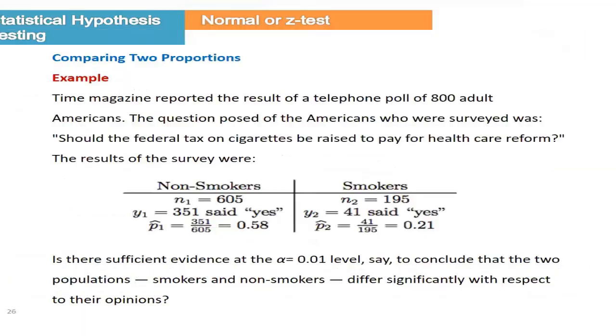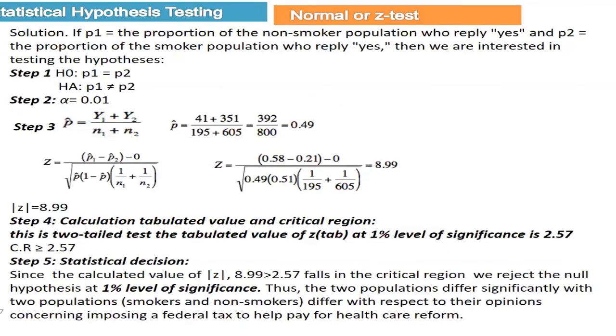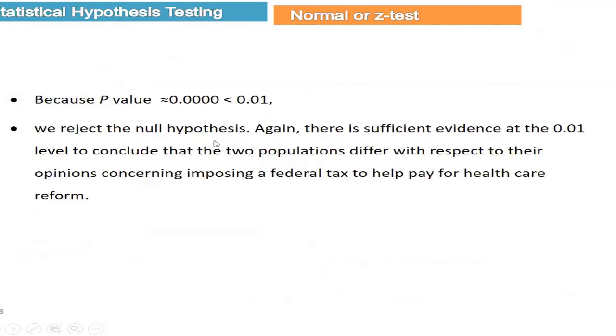So this is the p-value method. As I told you, you get the same result with both methods. In the conventional method, it also falls in the critical region and we do not accept the null hypothesis. In the p-value method as well, we find the opinions of the two groups differ significantly. So this is the p-value method.